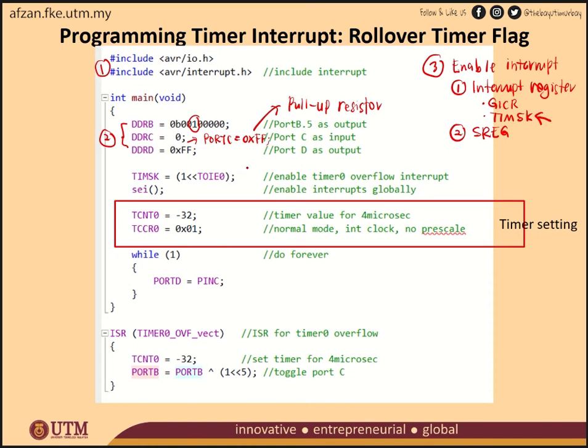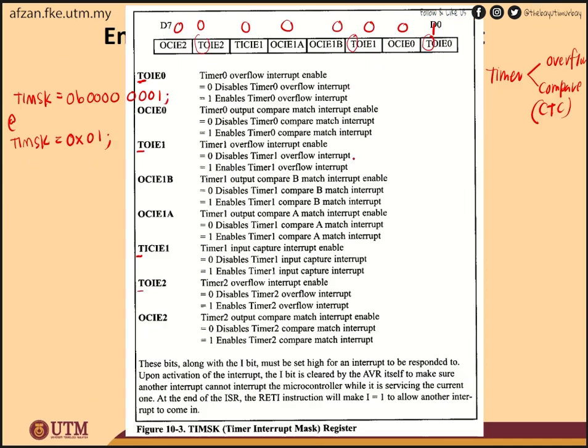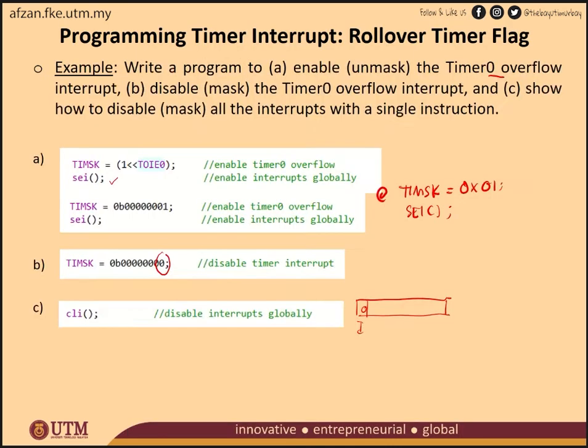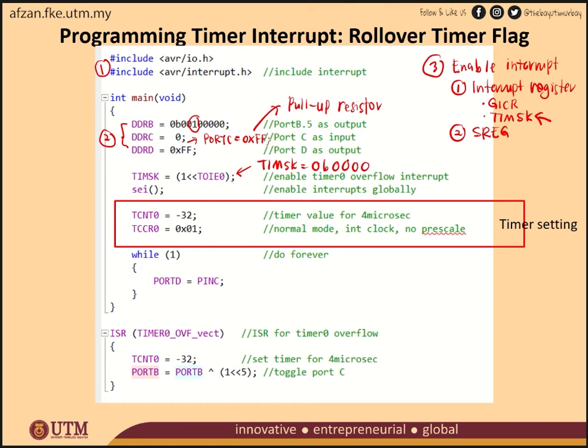Okay, if you don't want to write like this, you can always write TIMSK equal to 0B00000000, and you need to find out what is the location of your timer 0 overflow interrupt bit. So refer back to your TIMSK. Okay, it is at bit number 0. So you just write down TIMSK equal to 0B00000001. So you enable the timer 0 overflow interrupt.